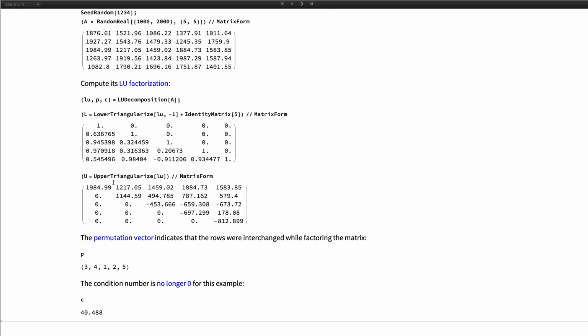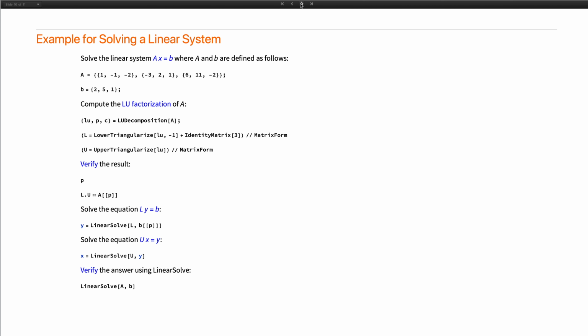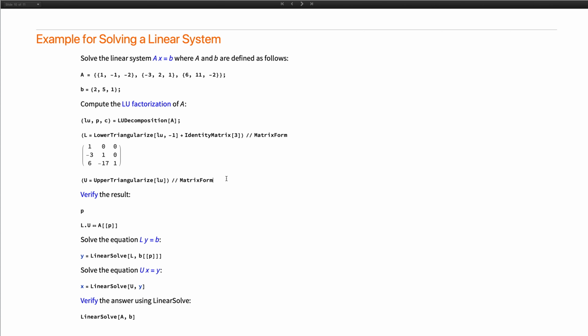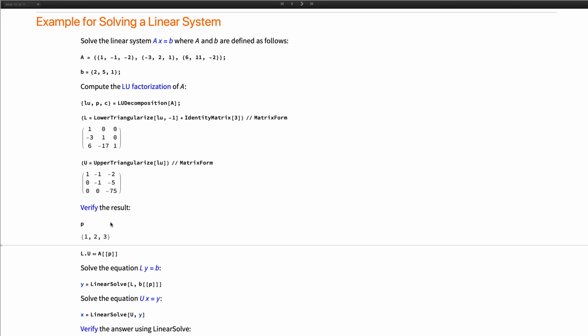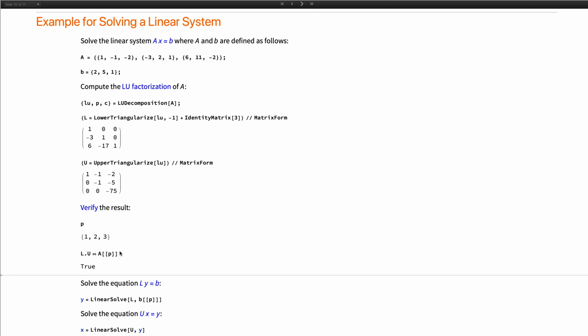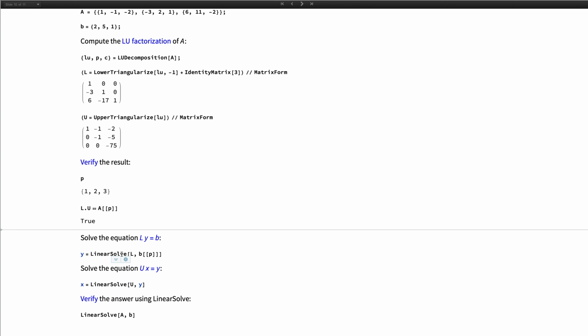So now you know what the LU means, what the P means, and the C means, and we are ready to apply ideas to solve a linear system. So here is a linear system AX equal to B defined by a matrix and a vector. I compute the LU decomposition. Here's the L, here's the U. I check the answer. Nothing's much changed over here.